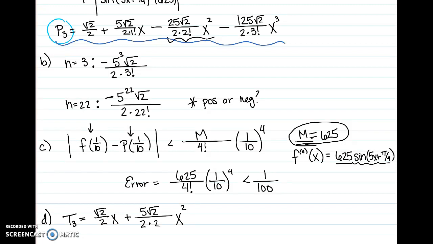minus 25 on the square root of 2 over 2 times 2 factorial, which is 2 times 3, x to the third. So we actually don't have to integrate our third degree term because we'd get a fourth degree, and we only want the third degree Taylor polynomial for G. That was worth 2 points, Part D.